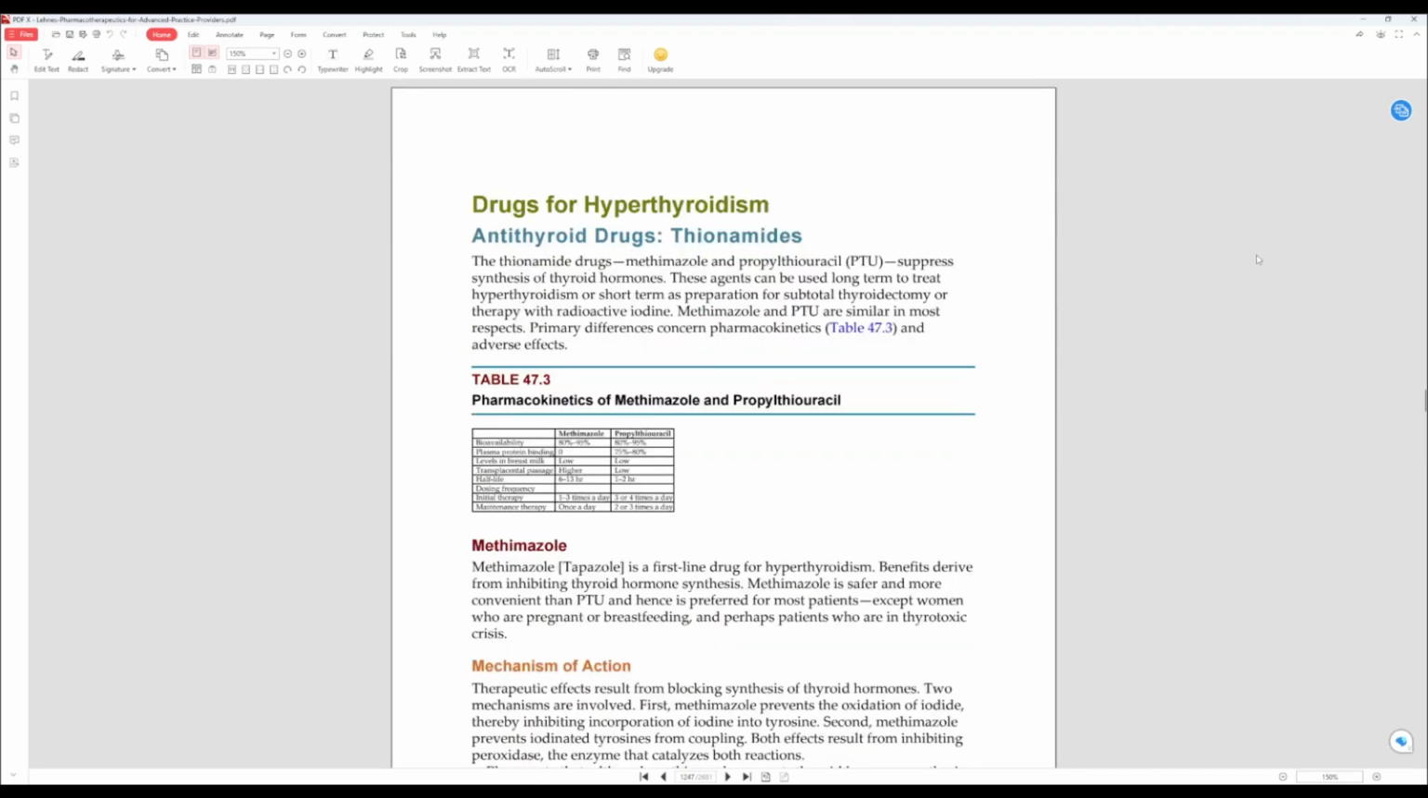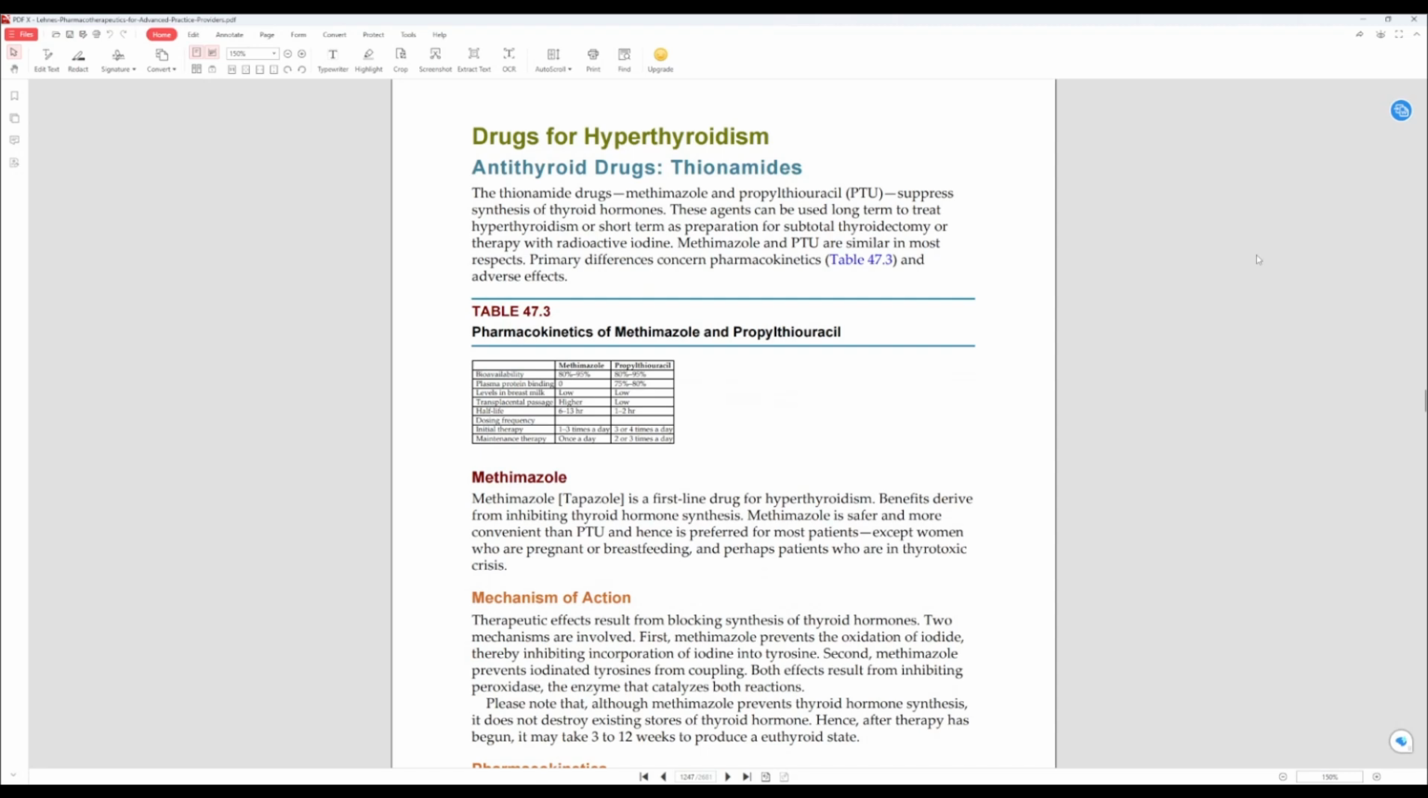So that was all for hypothyroidism. Now for drugs for hyperthyroidism. Your anti-thyroid drugs, your thionamides. The thionamide drugs, so your methimazole and propylthiouracil, or PTU, suppress synthesis of thyroid hormone. These agents can be used long-term to treat hyperthyroidism, or short-term as a preparation for a subtotal thyroidectomy or therapy with radioactive iodine. Methimazole and PTU are similar in most respects.